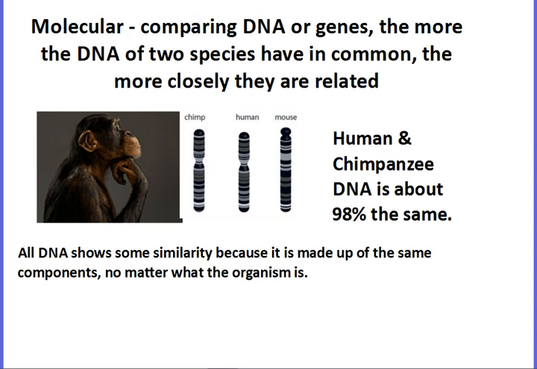And the third thing that scientists look at to determine how closely related organisms are is to actually look at their DNA. This is a relatively newer way to compare because DNA testing is relatively new. Scientists can compare the DNA or the genes of organisms, and the more DNA two species have in common, the more closely they're related.